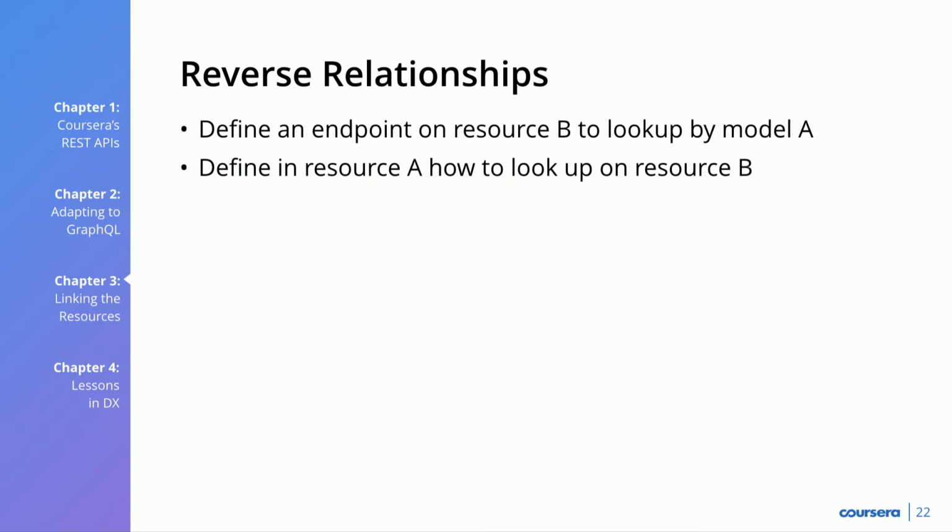These are a little more complicated, but it's not actually that bad. The way that we do that is we give resource B the responsibility of returning its matches based on some information about model A. So if our instructor knows which courses they're in, then we could build a way on the instructor resource that, given a course ID, it could return all the matching instructors. And then in resource A, we just specify how to look it up based on that.